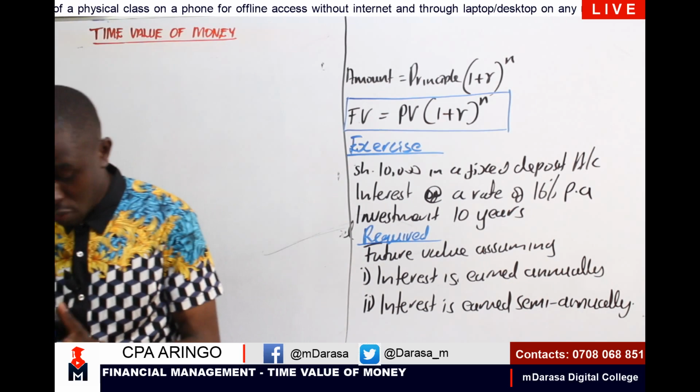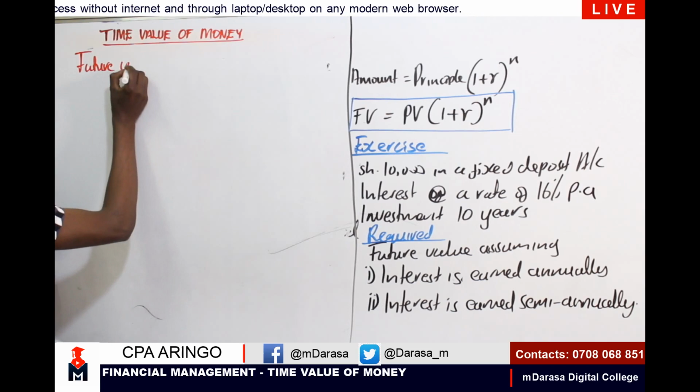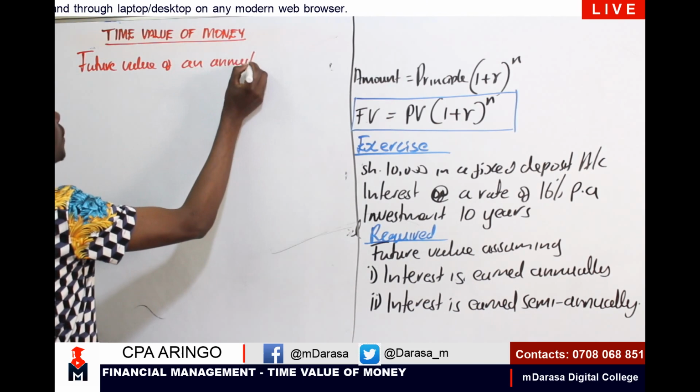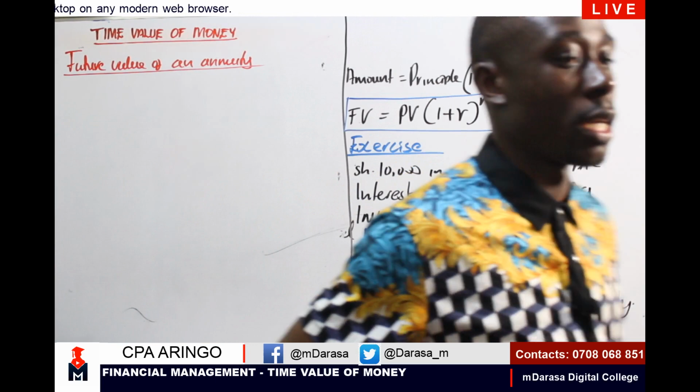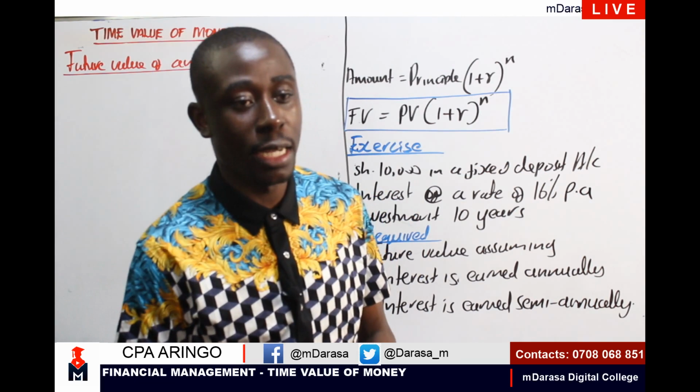So jumping to the next here, we are talking of course, future value of an annuity. Very important that we should understand the future value of an annuity. So one key thing that I want us to understand is the term annuity. That will be very important that you understand the term annuity.